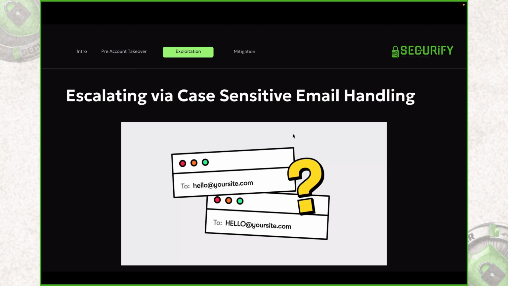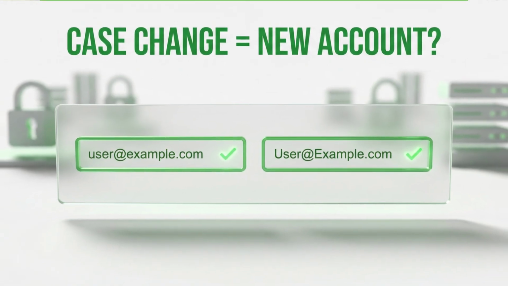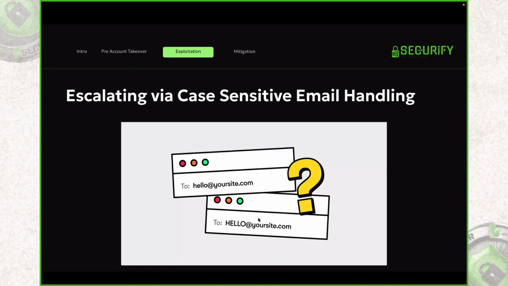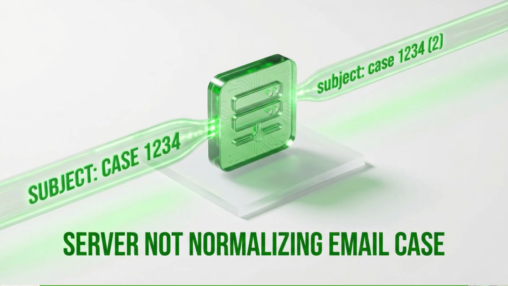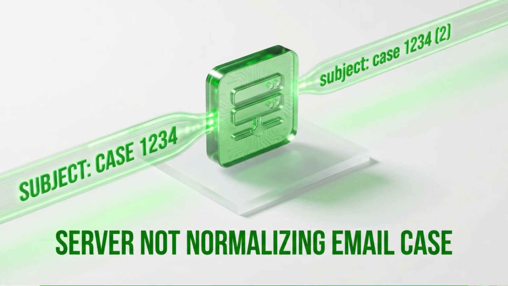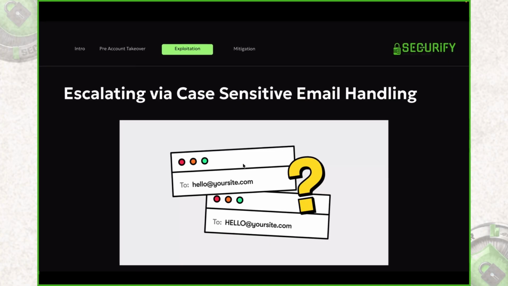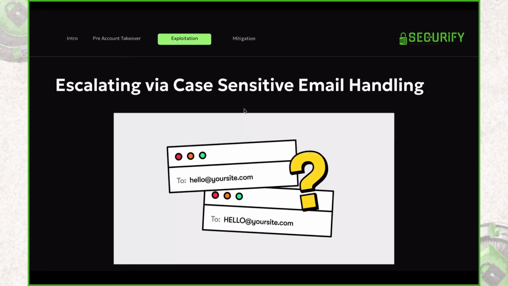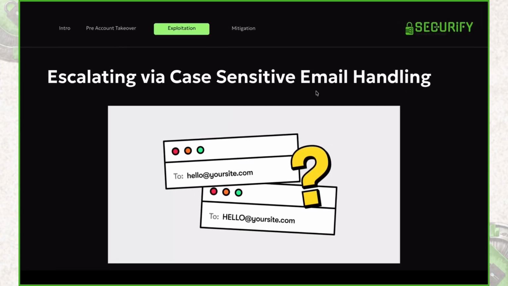You might have often seen that applications handle email case in different ways. For example, when you check whether a changed case in an email is accepted by the server as a new email, you can tell that the server is not neutralizing the email address and its case.